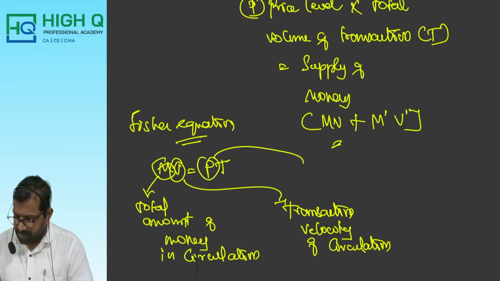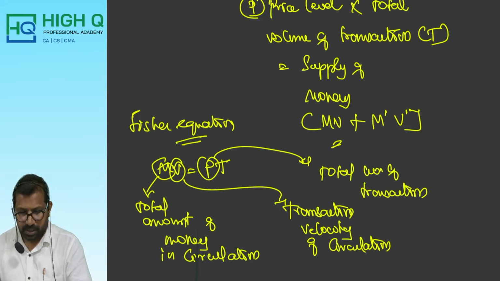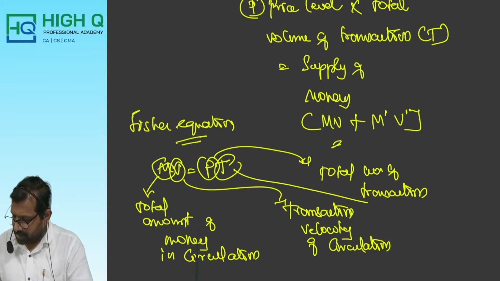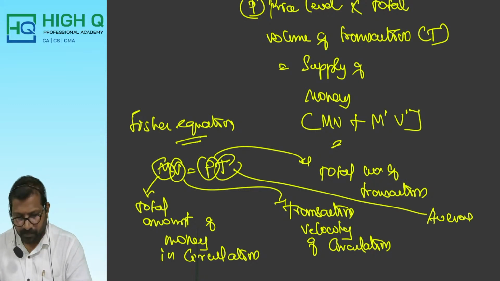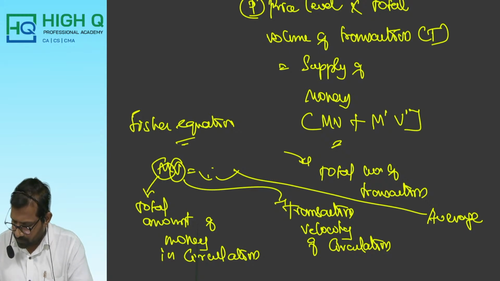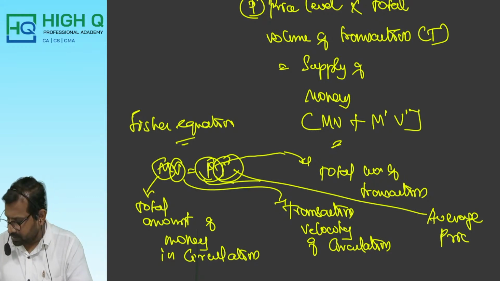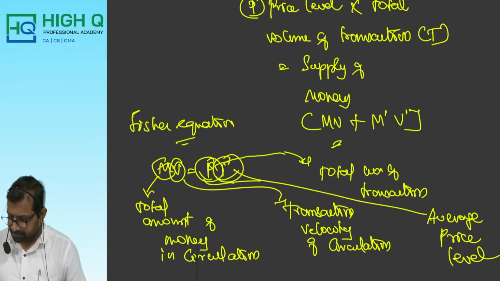then P represents the total number of transactions, T represents... MV equal to PT, this T represents the total value of transaction and P represents the average price level.